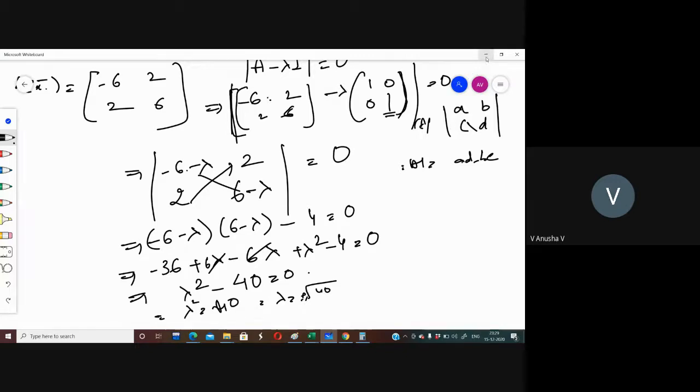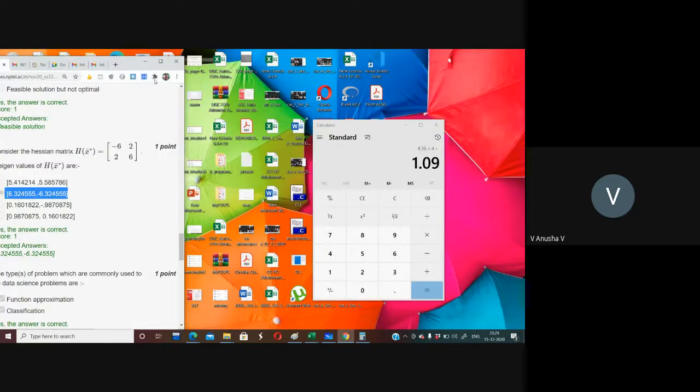So we need to find the values of that. Okay, so the square root of 40, if you calculate, it will be 6.3245 and minus 6.3245. That's it. And you can do one more thing also.